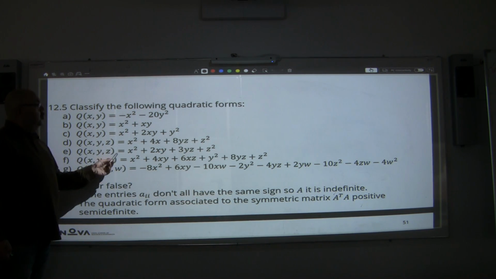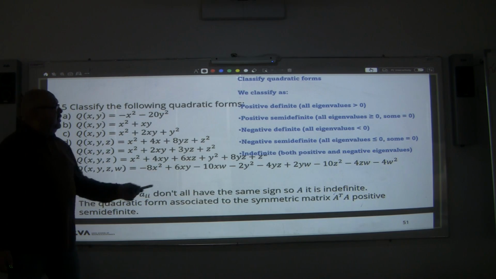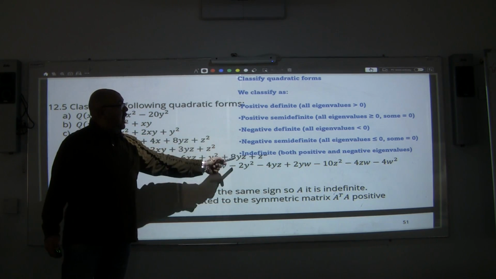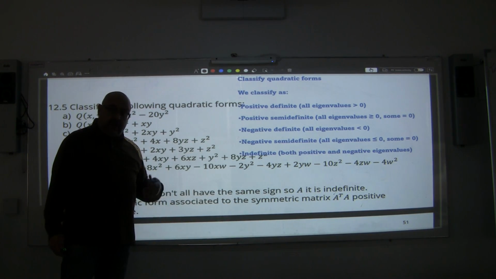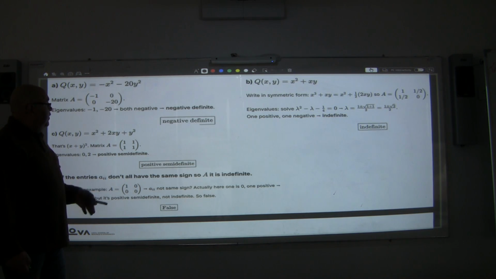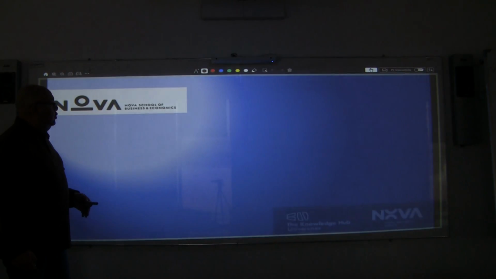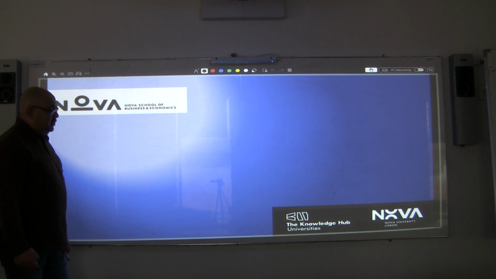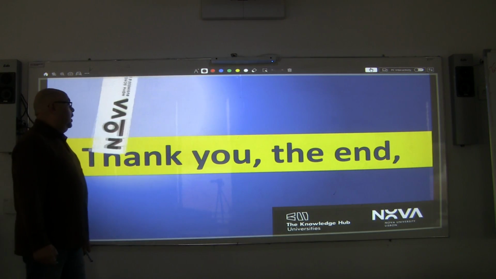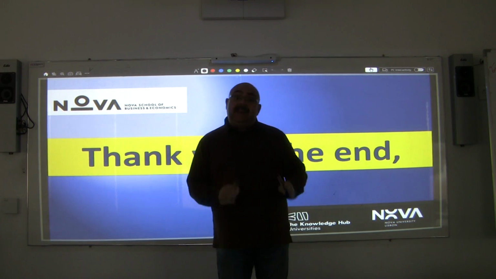Also, in this problem, he wants you to classify each and every one of these quadratic forms. I've already done that for you. This is how to classify them. Once more, I wanted to review it with you, and then that's the classification. As I told you, I've solved this problem and I've sent you the solution, so you will be able to find it very easily. Thank you very much, and this is the end of our course with the quadratic forms.